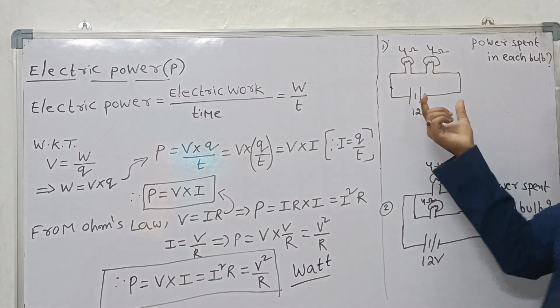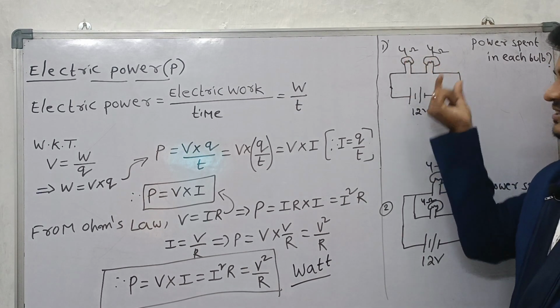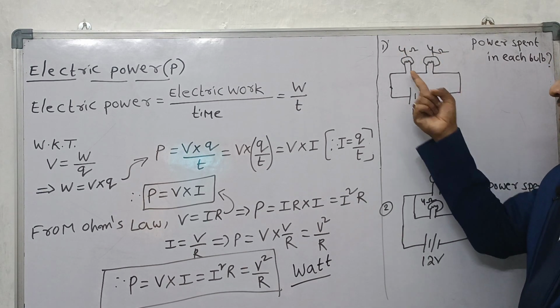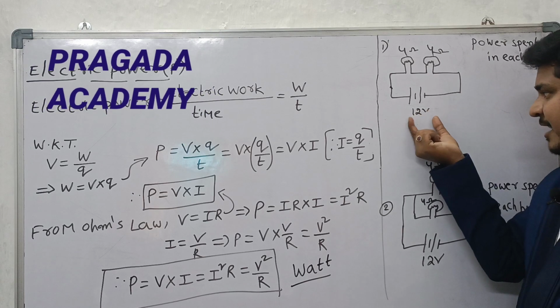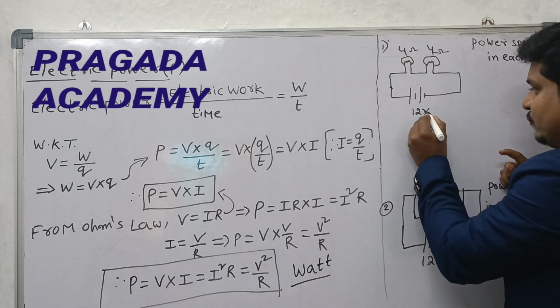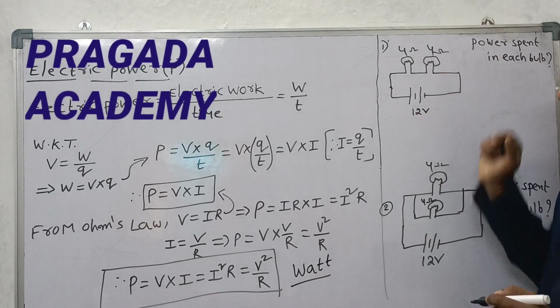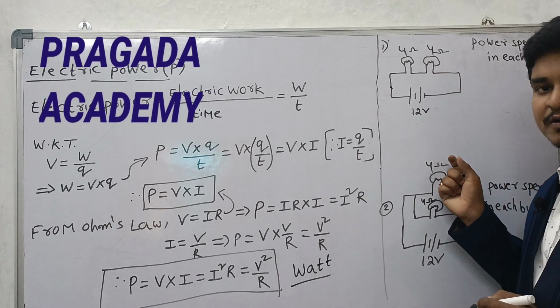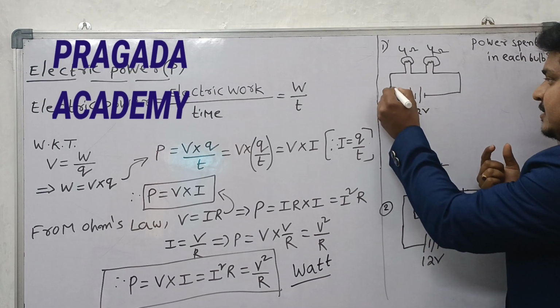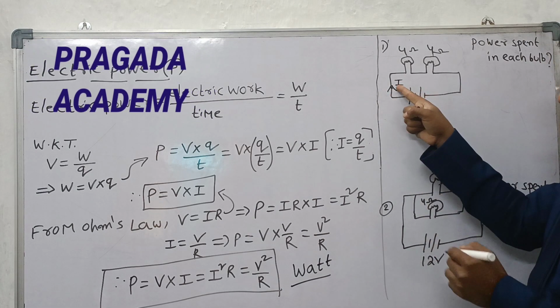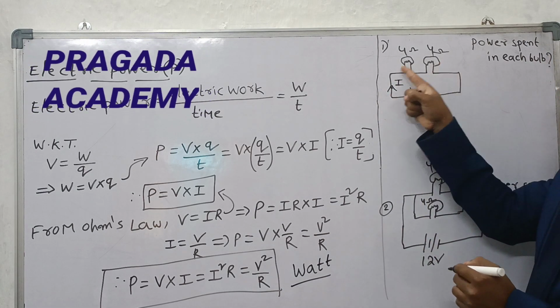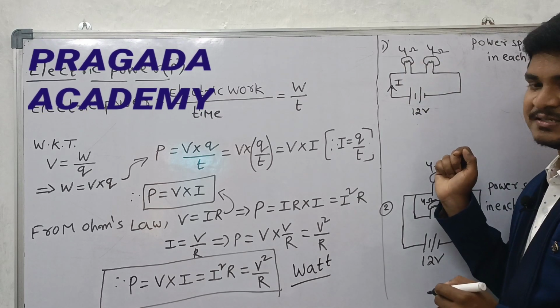Suppose here we have two bulbs having resistances 4 ohm and 4 ohm. They are connected in series and connected to a battery having voltage 12 volt. So what do we have to find? The power spent in each bulb. In the series combination, what will be constant? Current will be constant. If we connect the battery, there should be a current flow. The current I will flow through 4 ohm and 4 ohm. Why? Because in the series combination, current is constant.